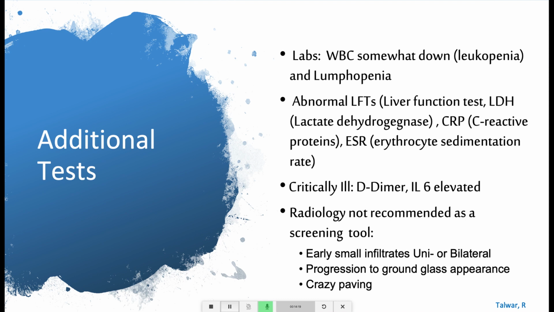They're saying in a lot of the literature that radiology is not recommended as a screening tool. In the early stages, you will see on chest x-rays, for instance, small infiltrates unilaterally or bilaterally. However, progression of the disease leads to what they call ground glass appearance, or crazy paving. These are terms that I just learned when it comes to the lungs, and I did put in some images here in the next couple of slides for you to understand.